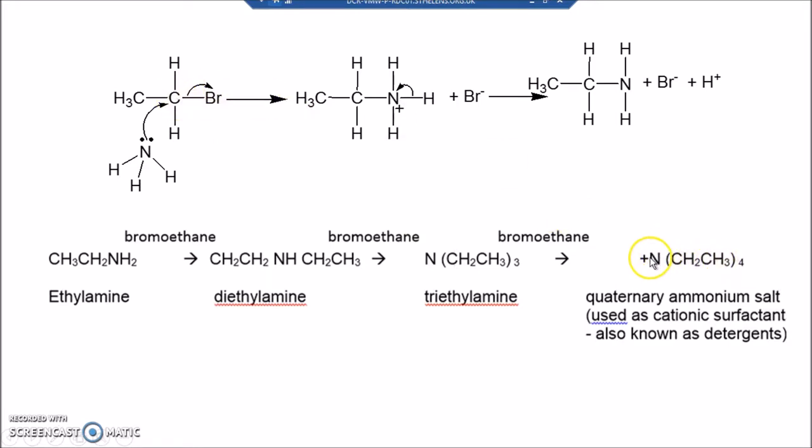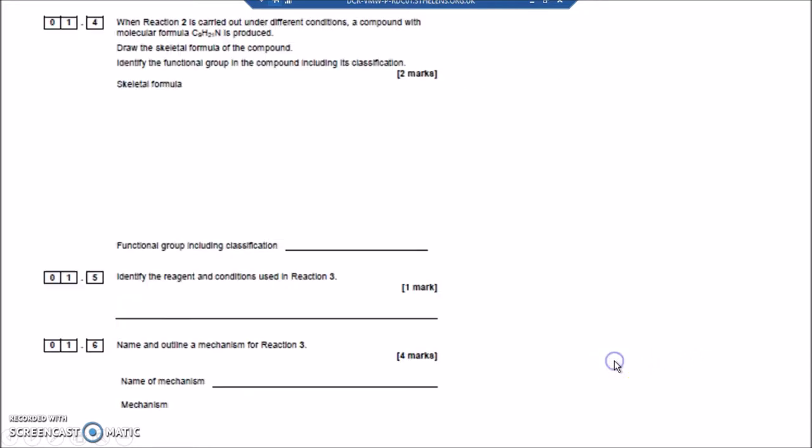This time it ends up with an N plus. It can't remove the plus because there are no longer any H's to break off and move the electrons from an NH bond and remove the plus. So it makes this kind of compound called a quaternary ammonium salt, which is used as a detergent.